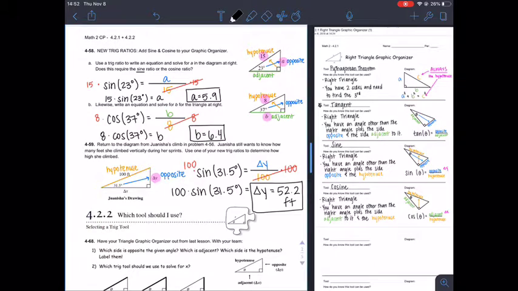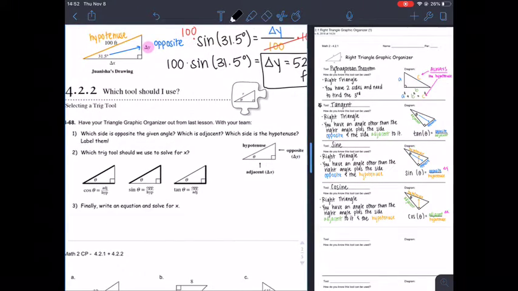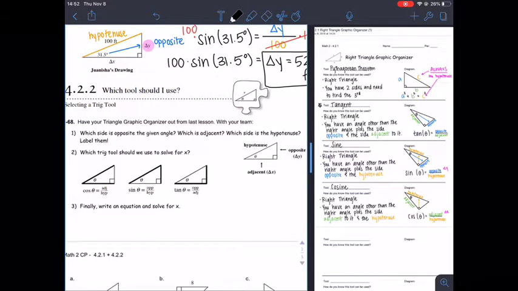So what you're going to do in your teams, you are going to be working on number 68 here, where you're using your graphic organizer to determine which trig tool you're going to use to solve for the missing side. So first, label each side as opposite, adjacent, and hypotenuse, especially the sides that you're given.